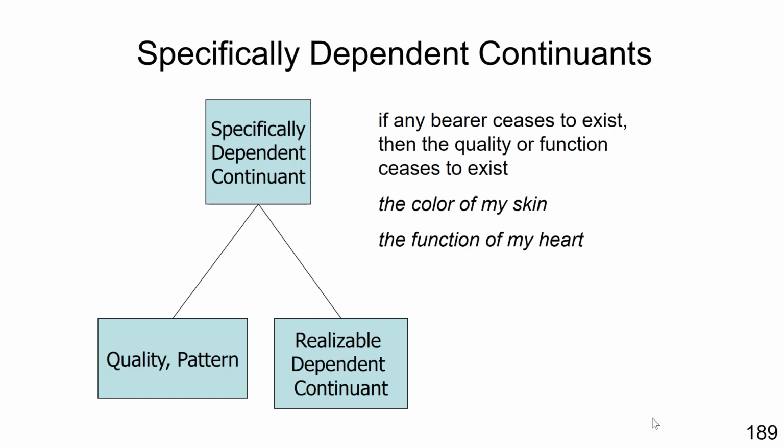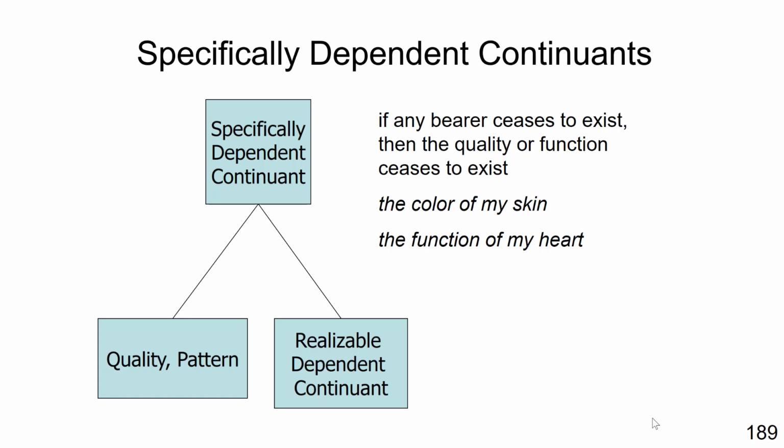So we've talked about specifically dependent continuants, which are qualities, roles, and dispositions. The feature of these things is that they cannot migrate from one bearer to another. You cannot have my headache. You cannot have my shape. You might have an exactly identical shape, but it's still your shape, and it's still different from my shape.